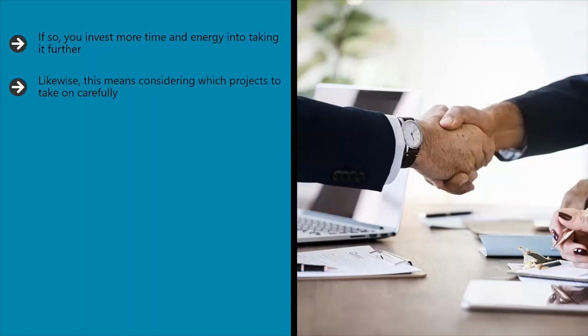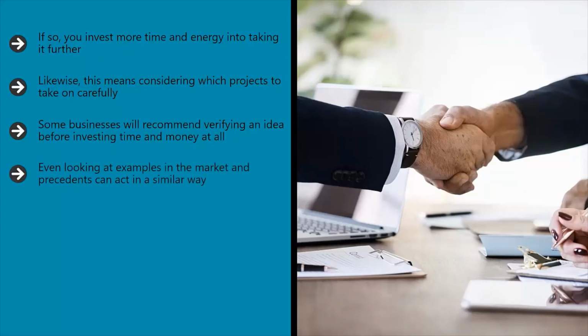Likewise, this means considering which projects to take on carefully. Choose those that have the lowest barrier to entry and the lowest upfront investment, but which promise the biggest rewards. Don't build the complex social network. Build the simple website about cats. Some businesses will recommend verifying an idea before investing time and money at all. You can do this, for example, by trying to get pre-orders. If people pre-order your ebook before you write it, then you know it will be profitable before you spend a year typing away. Even looking at examples in the market and precedents can act in a similar way.